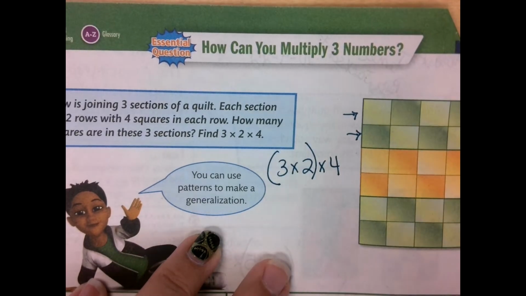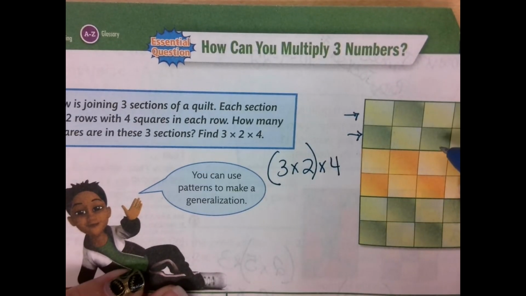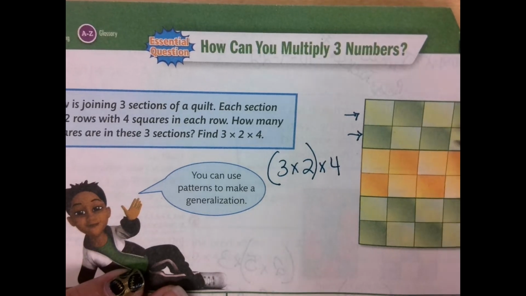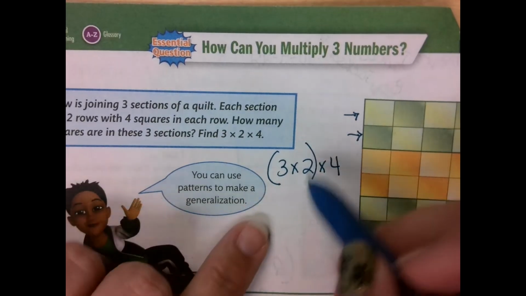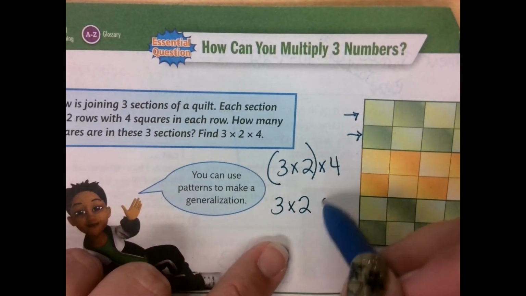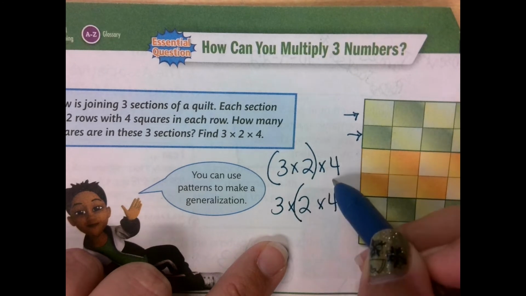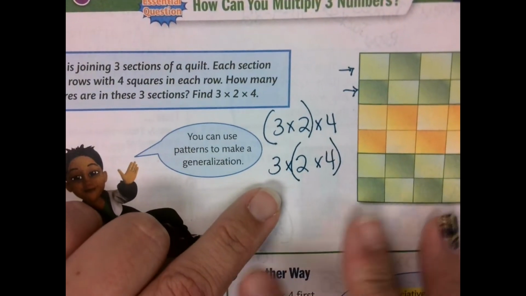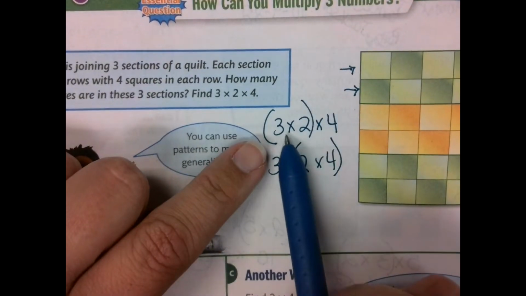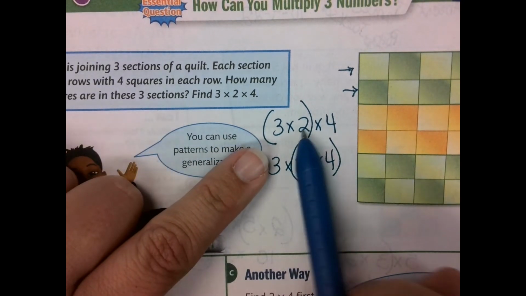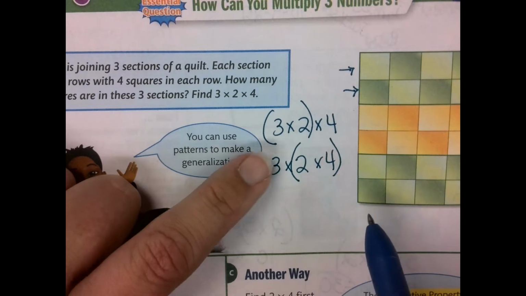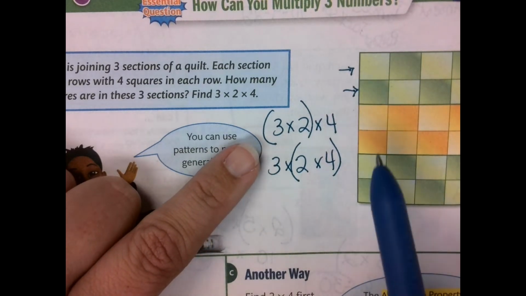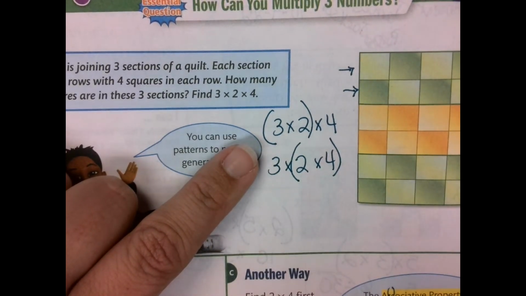Or we could say, okay, I want to find out what is in a section at a time, and then multiply that by the 3 groups. I'm actually just rewriting this and showing you where the parentheses can go, like the difference in the parentheses. So I could do 3 times 2 first. That's my 3 groups, 3 sections, 2 rows in each. So 3 times 2 is going to give me my 6 rows total.